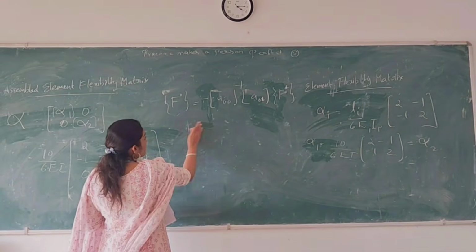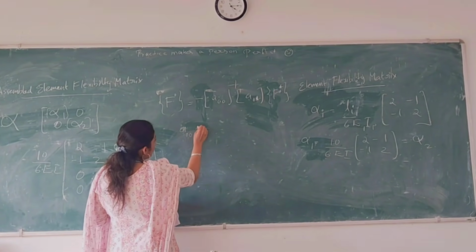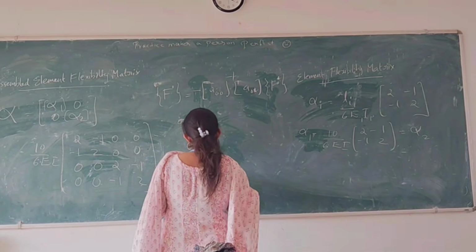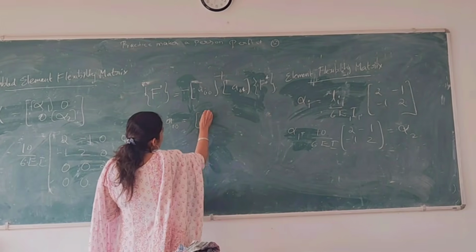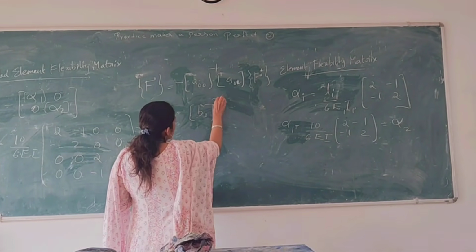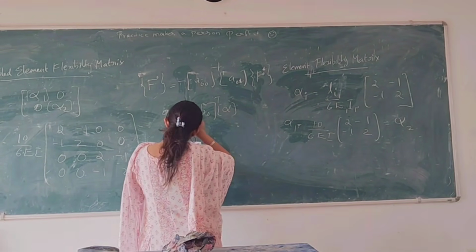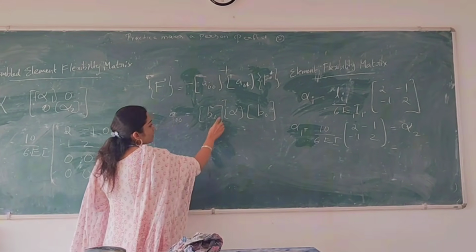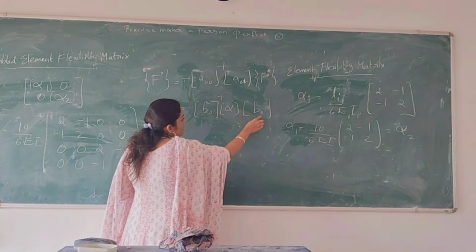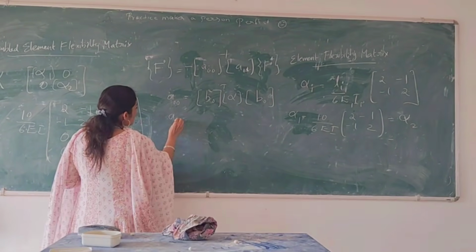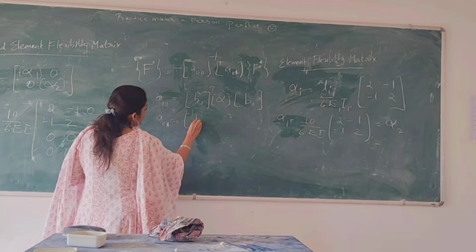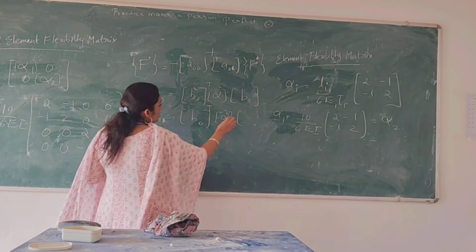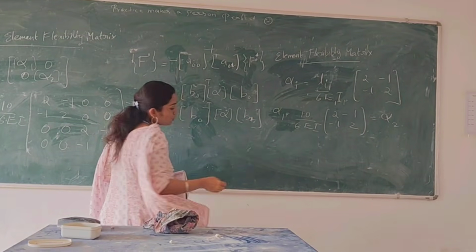Okay, now how do you find out A naught naught? Remember the formula, for that we are using the force transformation matrix. A naught naught was B naught transpose into alpha into B naught. Remember this? And what is A naught star? It will be B naught transpose into alpha into B star. Okay. So these are your two formulas.